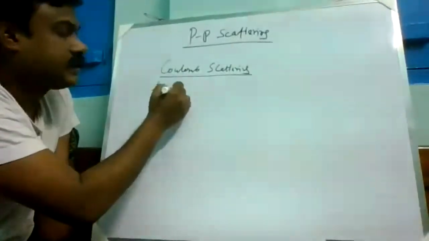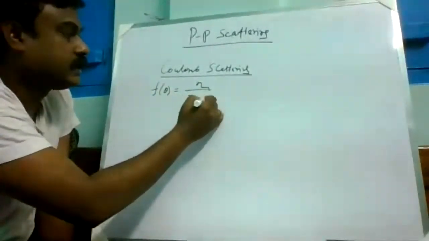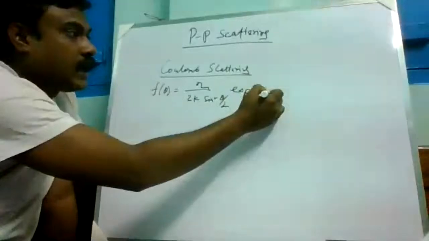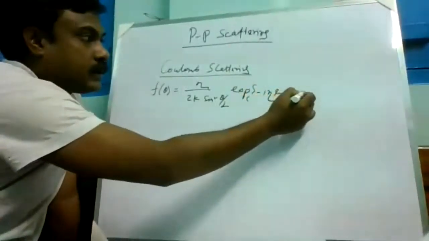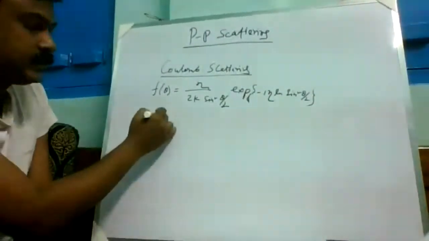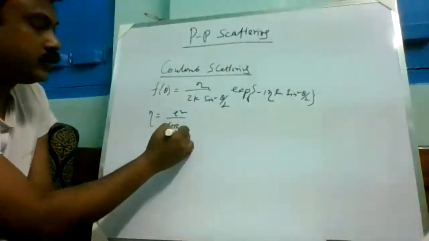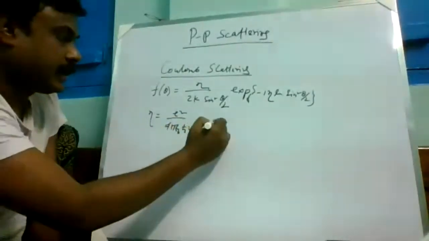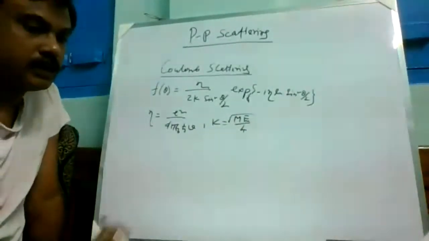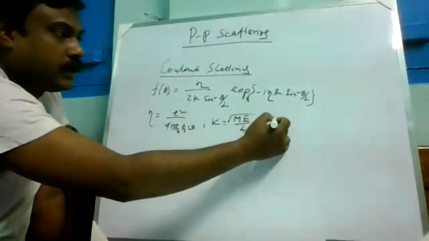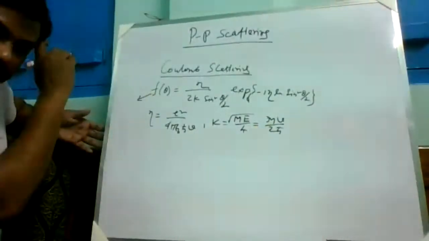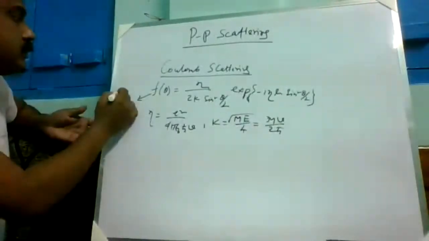We can write f(theta) equals to eta over twice k sine square theta by 2 exponential minus i eta ln sine square theta by 2, where eta equals to e square by 4 pi epsilon 0 hbar v, v is the velocity of the particle, and k is mu v by hbar. So this is the scattering amplitude.